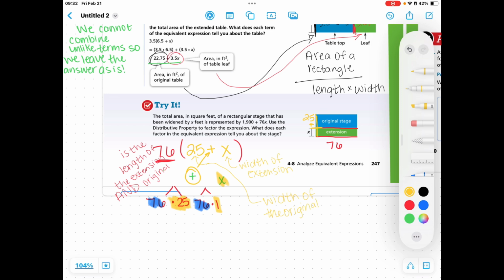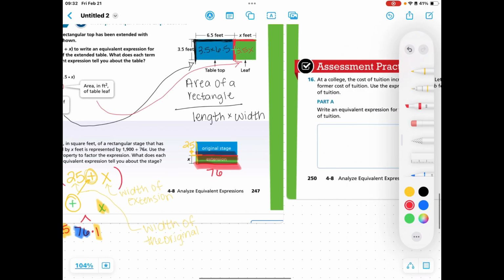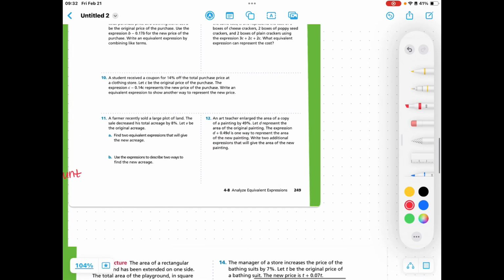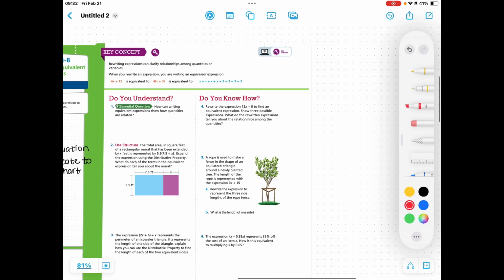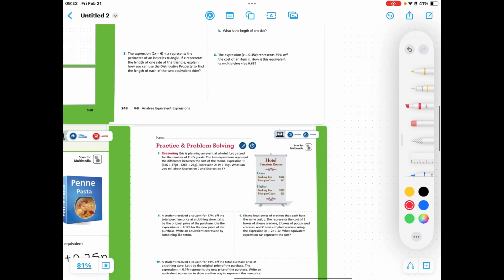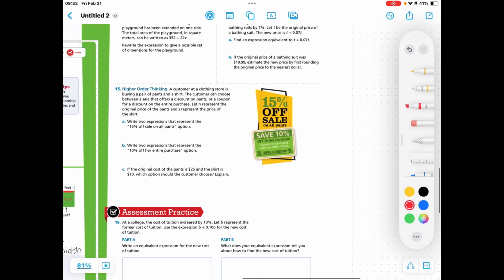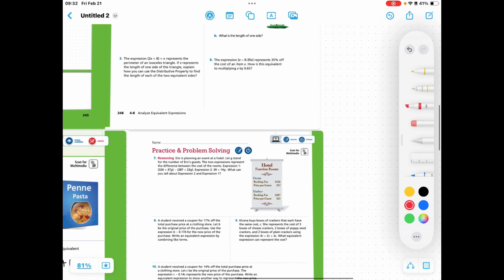Notice here that we still got to add those together. We still got to add them together, but they are two separate parts, and that's why we have to add them. The only thing that's going to be the exact same is this length here, because it's the length of both the extension and the original stage. But that's the main thing that we're going to be doing with these examples, is that we are going to be simplifying. Now, I'm going to do the do you know hows, and then I'll do the odd problems for the examples.